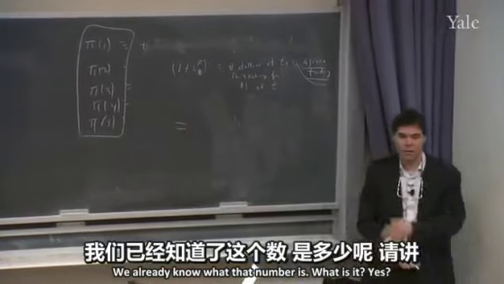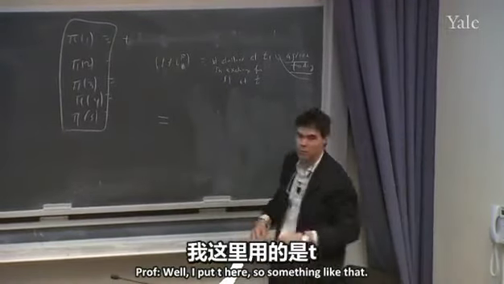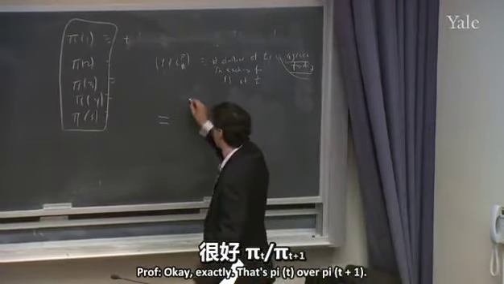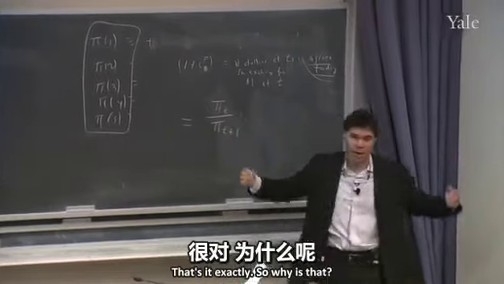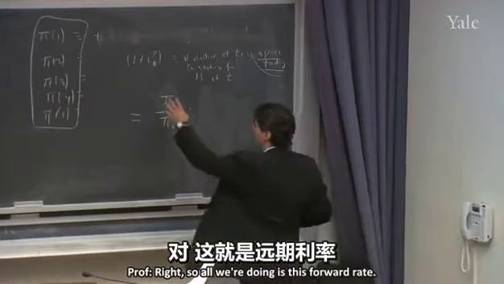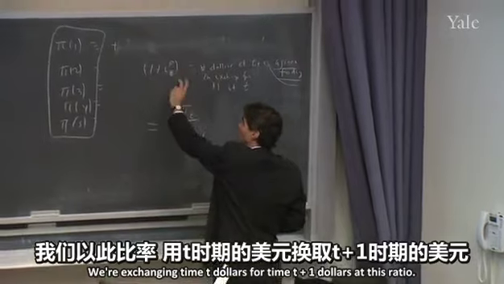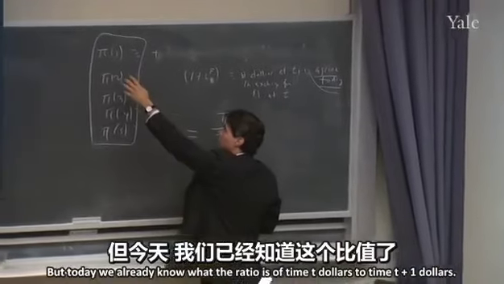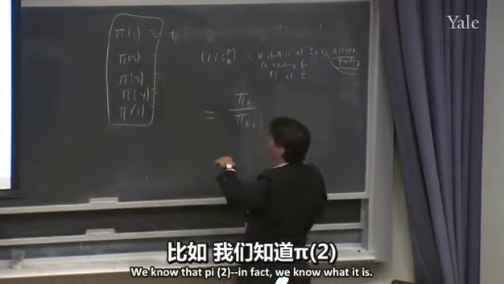What is it? Yes? You take the ratio of pi 2 over pi 3. Well, I put t here. So something like that. So what? Pi t over pi t plus 1. Okay, exactly. That's pi t over pi t plus 1. That's it exactly. So why is that? So it's the trade-off between the dollar in the 2 periods. Right. So all we're doing with this forward rate is exchanging time t dollars for time t plus 1 dollars at this ratio. But we're committing to do it today. But today we already know what the ratio is of time t dollars to time t plus 1 dollars. We know what pi 2 is.